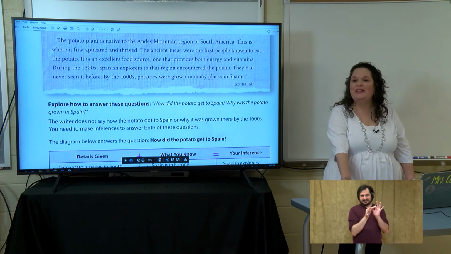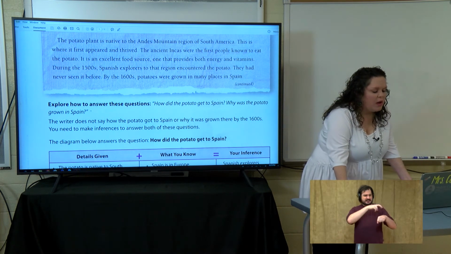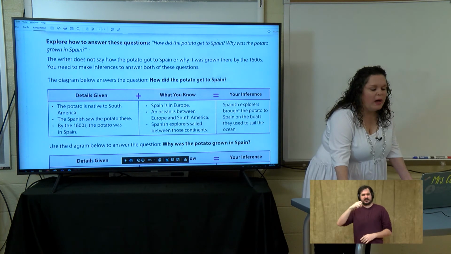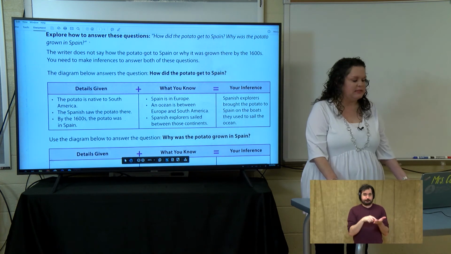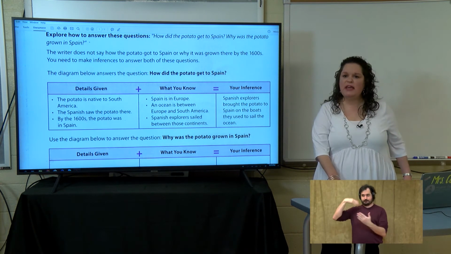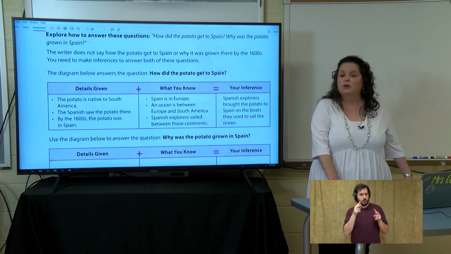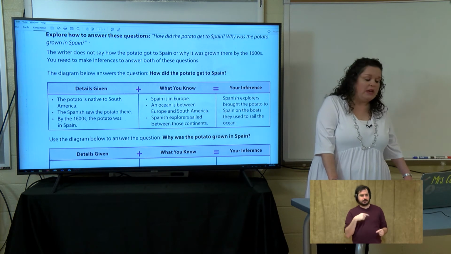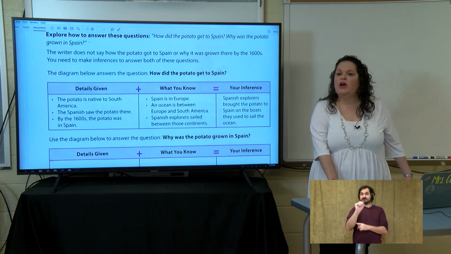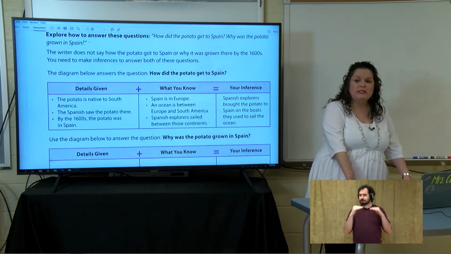How did the potato get to Spain? And why was the potato grown in Spain? So we know that the writer does not say how the potato got to Spain or why it was grown there by the 1600s. So we'll need to make inferences. So what we do is we take the details that they give us from the text. So we know that the potato is native to South America, which is not Spain. But we know that the Spanish encountered them there and they saw the potato there. And we know that within the next 100 years, in the 1600s, the potato was in Spain.